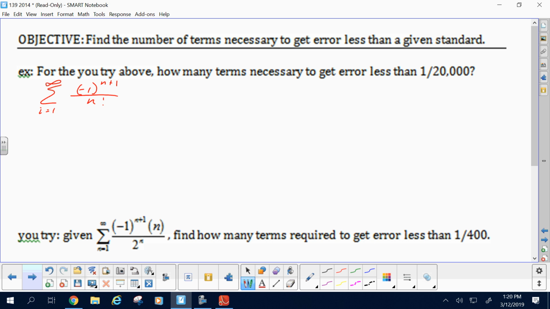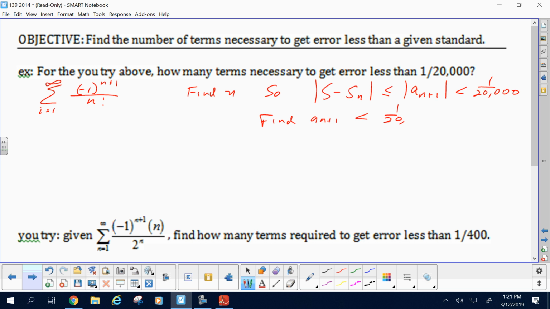If I want to get this infinite sum estimated so that the error in my estimate is less than 1/20,000th, then I don't need to prove convergence again. I already proved the conditions are met. But I need to find n so that the term is less than 1/20,000th. If I could just find a term that's less than 1/20,000th, then wouldn't my error have to be less than that as well? Yes. If my error is less than that term and that term is less than 1/20,000th, then the error is less than 1/20,000th. So find the term that's less than 1/20,000th.